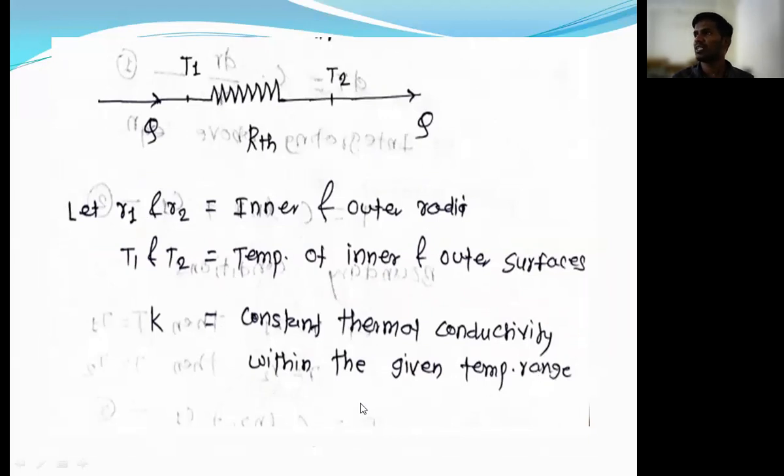Okay, constant thermal conductivity. So whatever the element or whatever the component we have considered, for that particular temperature range, thermal conductivity will be constant. Okay, so all of you write down. R1, R2 is nothing but inner and outer area. T1 and T2 is nothing but temperature of inner and outer surfaces. K is nothing but constant thermal conductivity within the given temperature range.